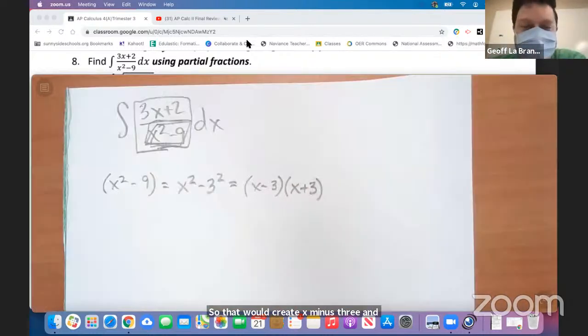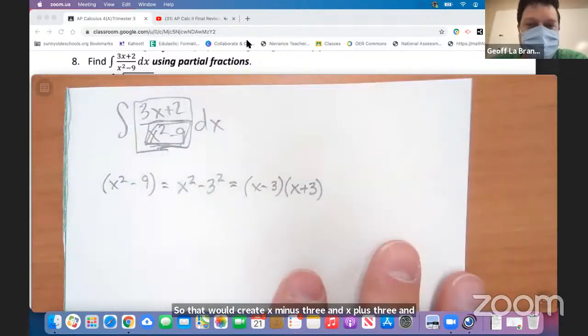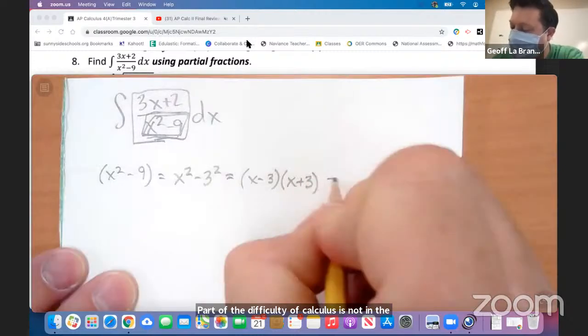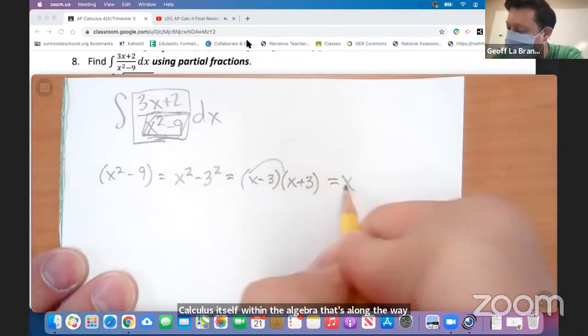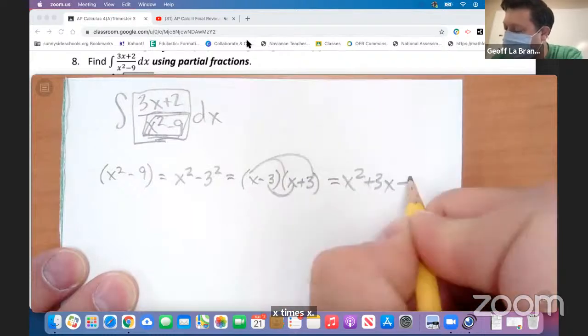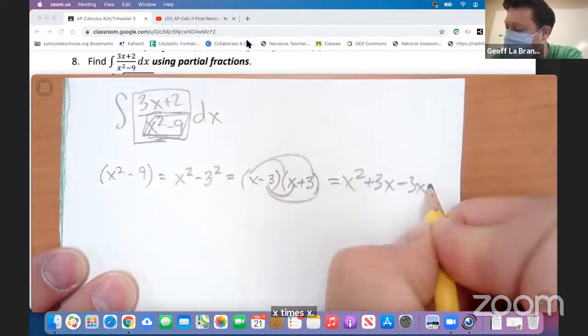And if you need to prove it, part of the difficulty of calculus is not in the calculus itself, it's in the algebra that's along the way. X times x, x times 3, negative 3 times x, and negative 3 times 3.